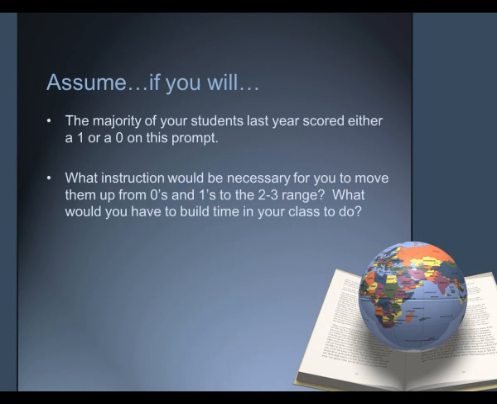What I would like for you to do now, assume, if you will, the majority of your students last year scored either a 1 or a 0 on this very prompt. What instruction would be necessary for you to move them up from 0s and 1s into the 2 to 3 range? What would you have to build time into your class to do? You may pause the video here and respond to this prompt in Edmodo.